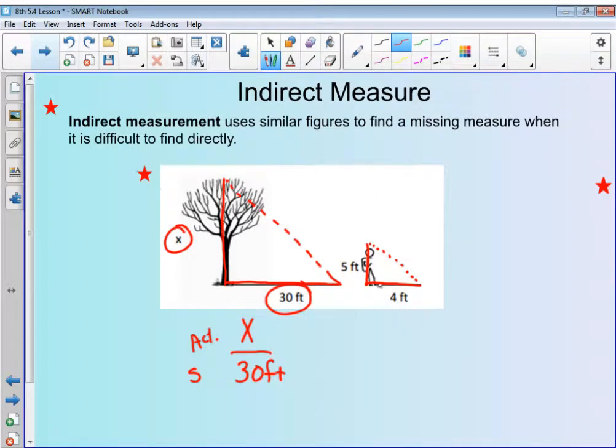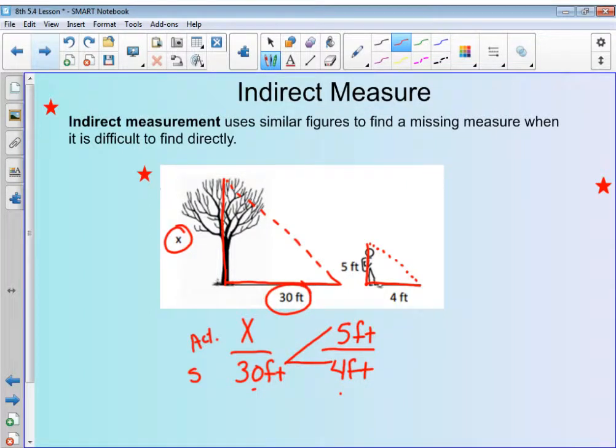But this was my shadow and this was my actual height. Okay, so then when I go to do the person scenario, I need to make sure that I put the shadow on the bottom, which was 4 feet. And the actual height of the person was 5 feet. Okay, so now we're going to solve a proportion. You can go through and say, well, what did they do to 30 to get 4? But that's kind of hard to see. The fastest method, cross multiply, divide.